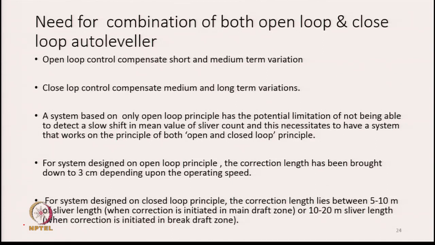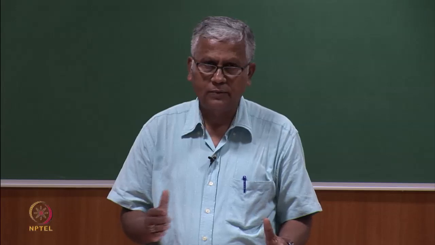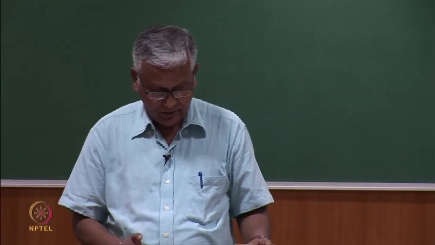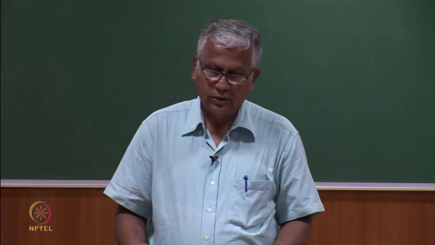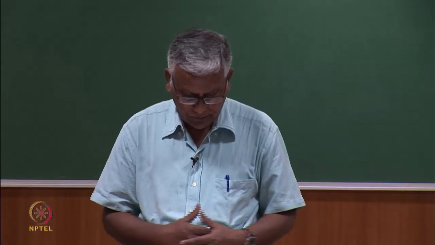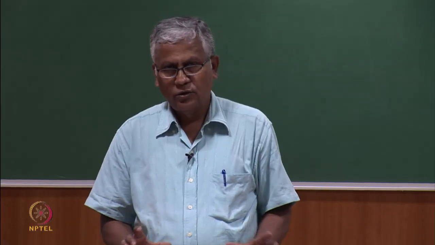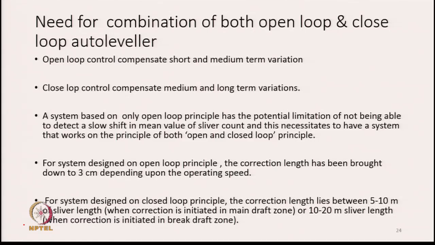That is the reason that a machine based on only one principle is not good enough. So, we need a machine or autoleveller which will work on the principle of both. So, that the mean value of count as well as count change or mass change in the very short term, medium term, long term, the entire spectrum of irregularity can be controlled.